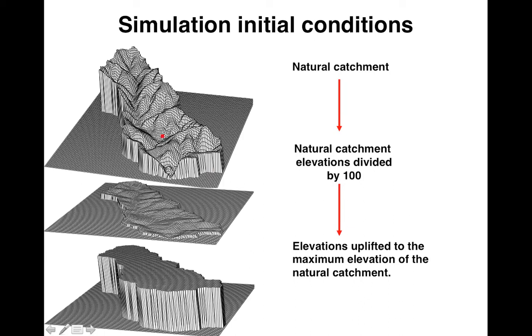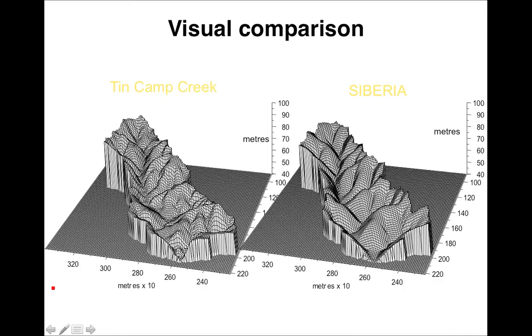So, starting with an initial condition being the natural catchment, model the natural catchment elevations. So the natural catchment elevations divided by 100, right? So it sort of looks like much flatter relief. Then the elevations were uplifted to the maximum elevation of the natural catchment. Then they just let the system evolve through time.